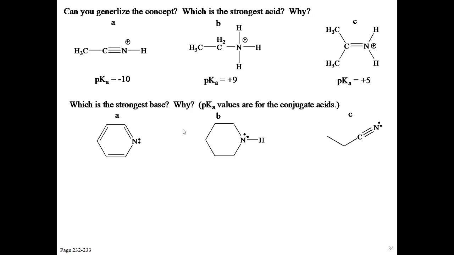Hopefully if you think about it, it's the one that is least electronegative, the one that has the smallest percent S character. So this is sp2, that's 33% S. This is sp3, that's 25% S. This is sp, that's 50% S. So this one should be the most willing to share. This one should be the most basic. sp2 should be second, and sp should be third.